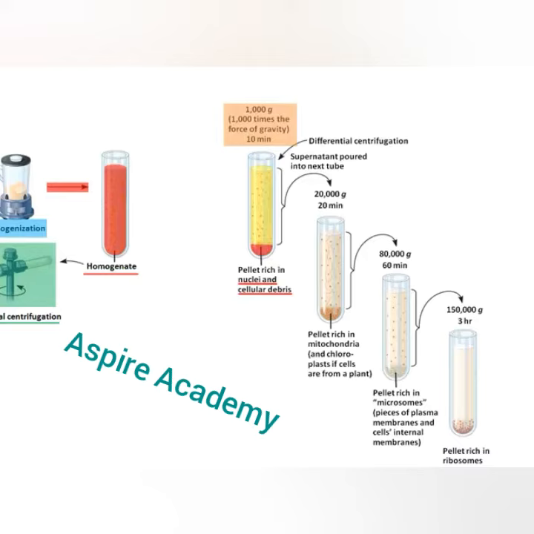If we pour that supernatant off and spin it at a higher rate of speed, at something like 20,000 Gs, you'll get a pellet rich in mitochondria. If you repeat that process and spin that supernatant down at something like 80,000 Gs, the pellet will be rich in microsomes, or pieces of plasma membrane and internal membranes. And if you spin that supernatant down at 150,000 Gs, you'll get a pellet rich in ribosomes.